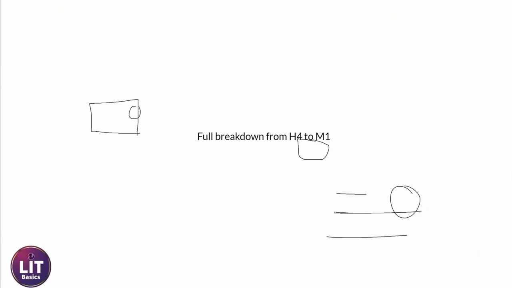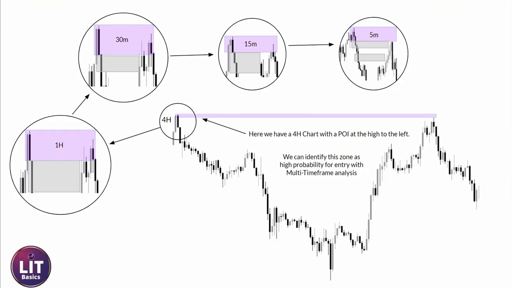So let's go on a full breakdown of H4 to M5. So this is our H4 zone. As you can see, I've shown it all the way refined, but if we were to just take it like this, this would be our supply. So when we zoom into this, we have this H1 imbalance with this H1 candle. We zoom into that to refine even further.